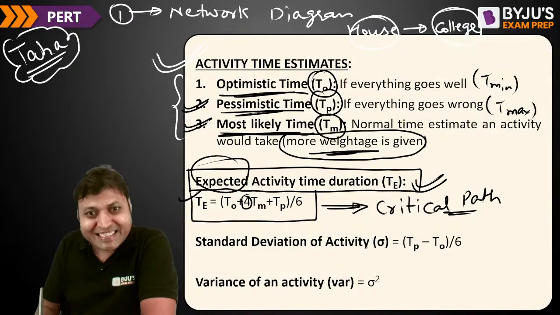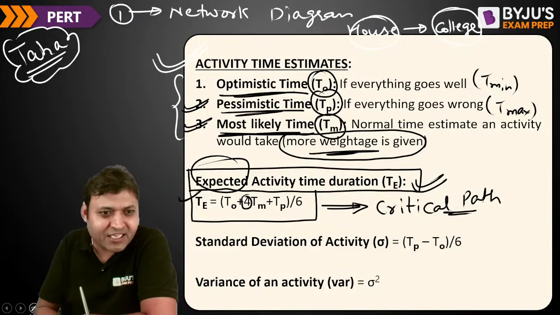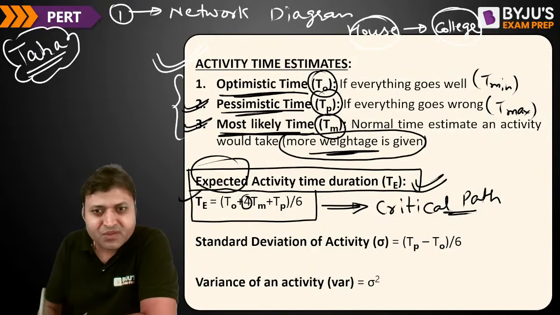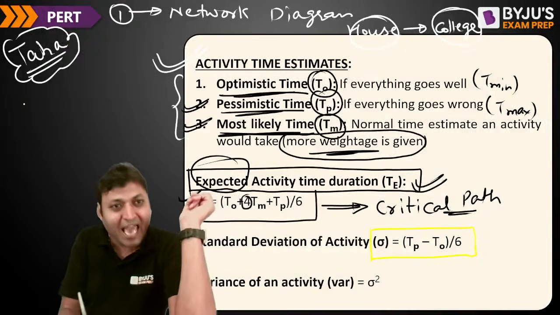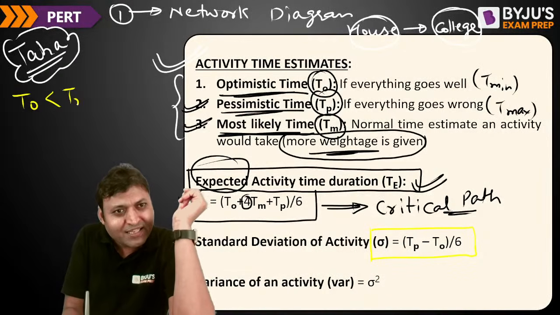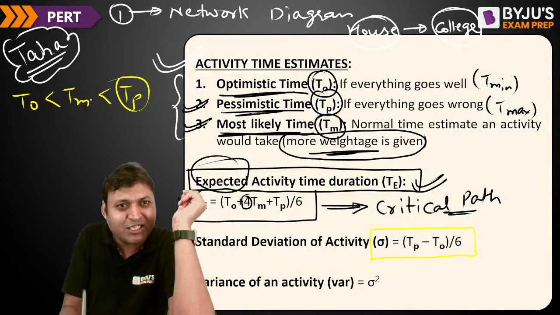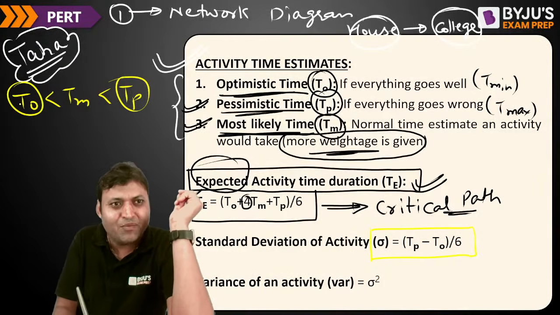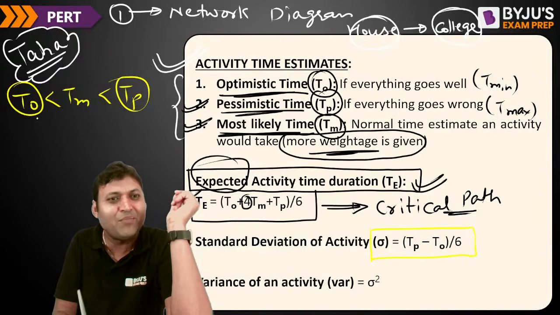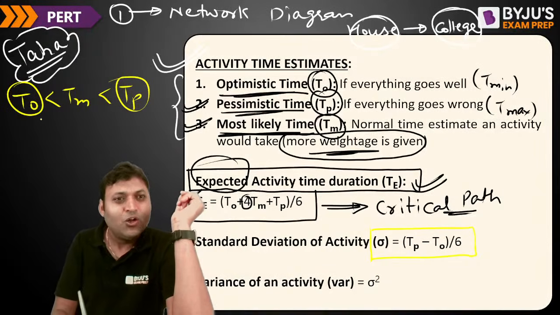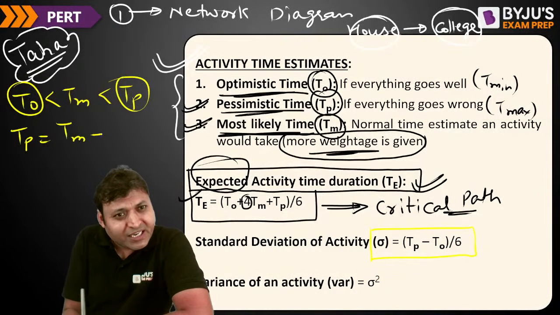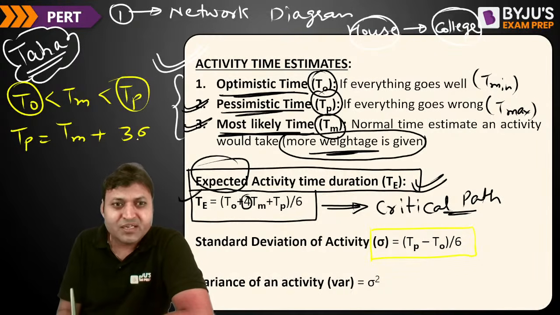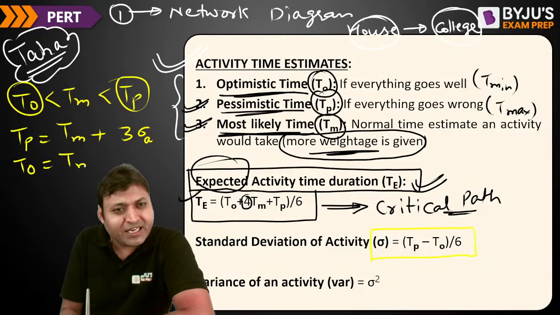For an activity, the standard deviation is calculated by this formula. How are we getting this formula? Sigma for an activity is calculated by (TP minus TO) divided by 6. As we know, TO is less than TM is less than TP. TP is the maximum time duration, the pessimistic time when all the hurdles are there, and TO is the minimum time duration taken by an activity when everything goes well. So we can say TP is equal to TM plus 3 sigma, isn't it? Where sigma is for an activity, and TO is equal to TM minus 3 sigma.